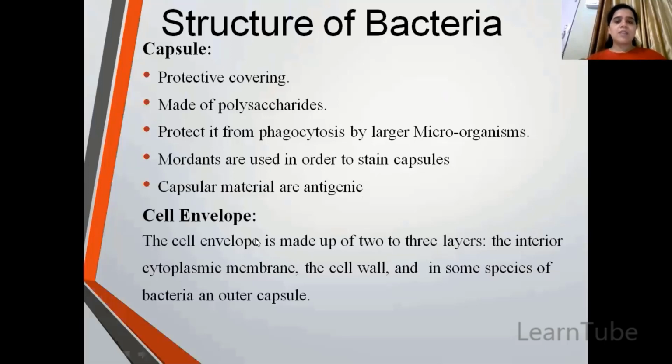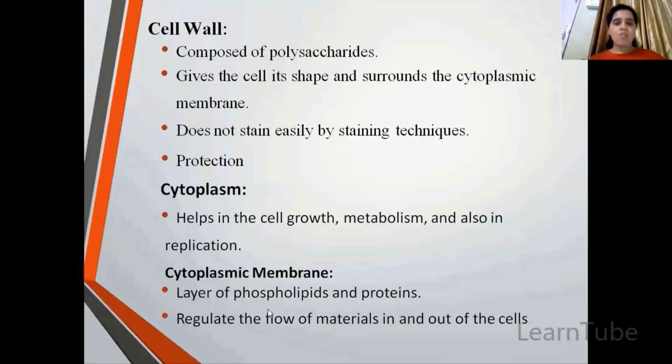Next is the cell envelope. Now this cell envelope is made up of 3 layers: the interior cytoplasmic membrane, the cell wall and the outer capsule. As I told you, the cytoplasmic membrane and cell wall will be present in all the bacteria, but the capsule will be optional. Now this cell wall is again made up of polysaccharide, and it defines the shape of that particular bacteria, and it surrounds the cytoplasmic membrane. It does not stain easily by staining techniques, and the main function is protection.